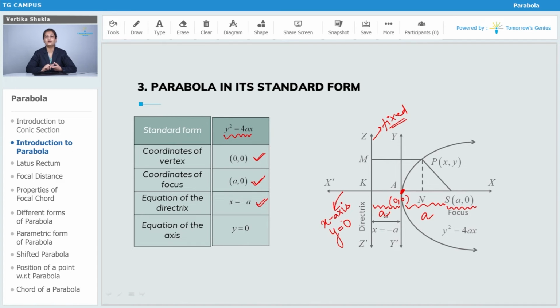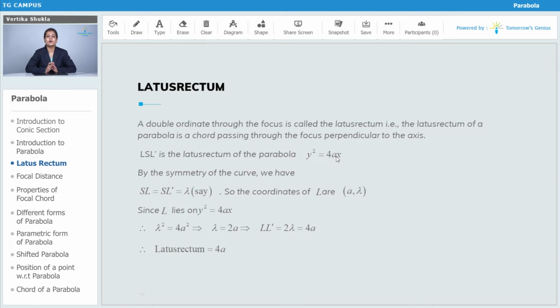The other things that we discussed over here were latus rectum and double ordinates. Now double ordinates we have already discussed are the chords that are perpendicular to the axis, and latus rectum is the double ordinate which passes through focus. Now we will discuss what is the equation of the latus rectum and what are the coordinates of the extremities of your latus rectum. What did we understand about the latus rectum? That latus rectum is a double ordinate that passes through focus.